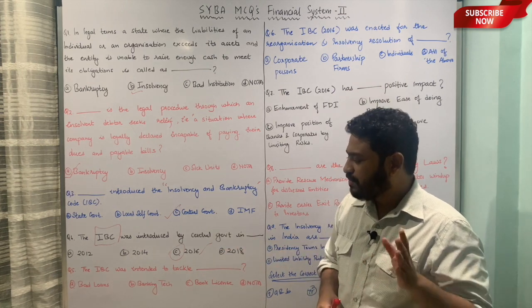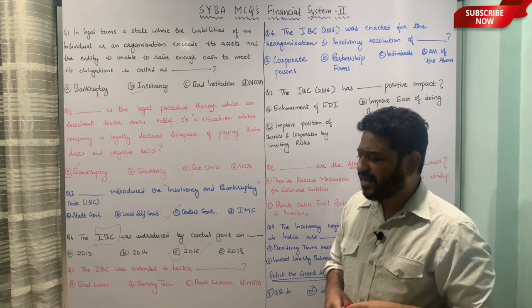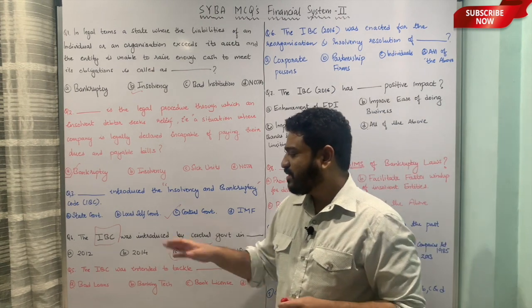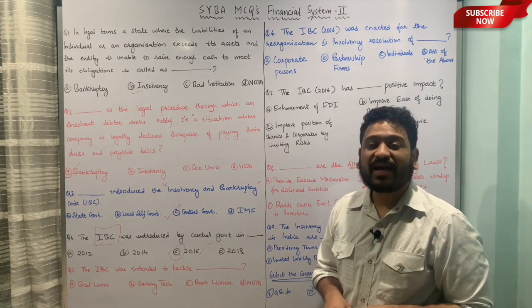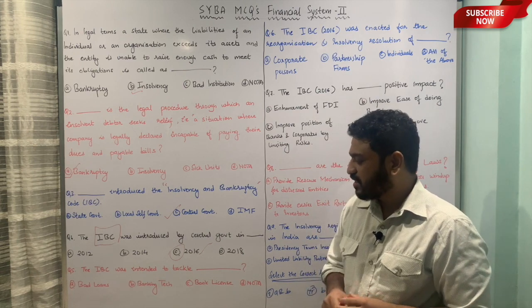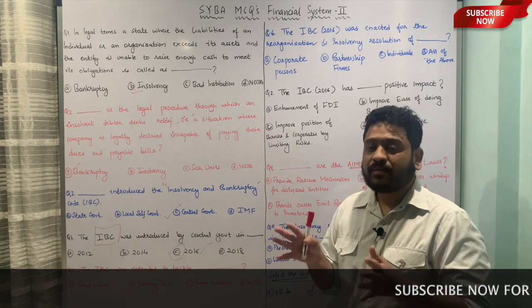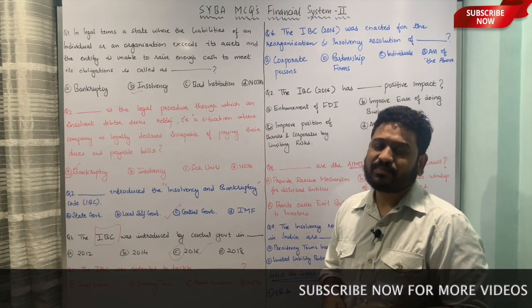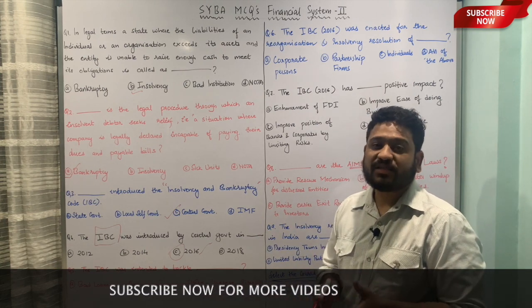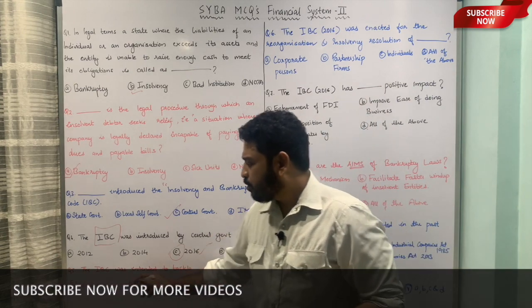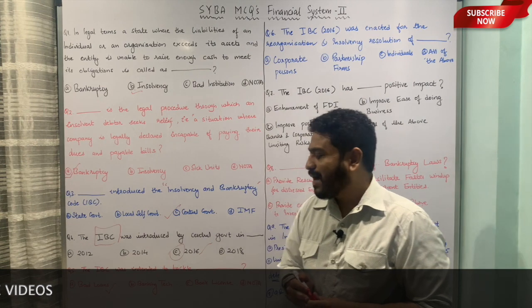So the IBC was intended to tackle what? The options are A, bad loans, B, banking technology, C, bank licensing, and last is none of the above. So here the major intention of the Insolvency and Bankruptcy Code bill was to tackle the bad loans associated with institutions, both banks as well as financial institutions and corporates. So here option A, bad loans, is the correct answer.